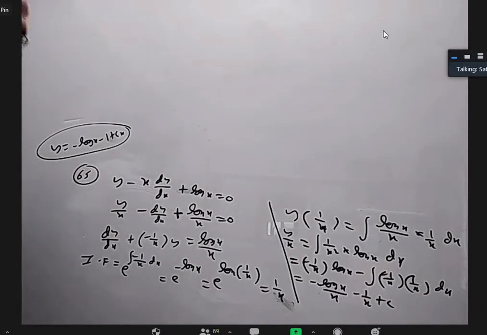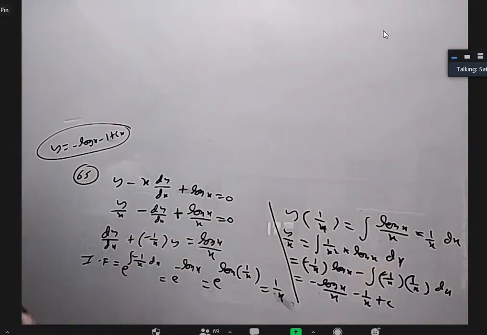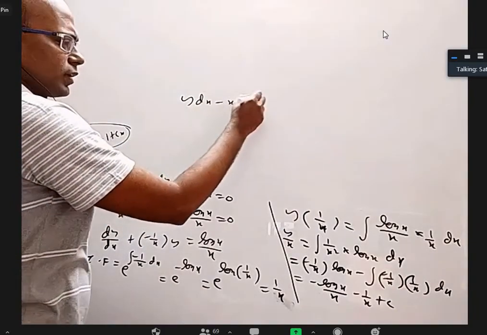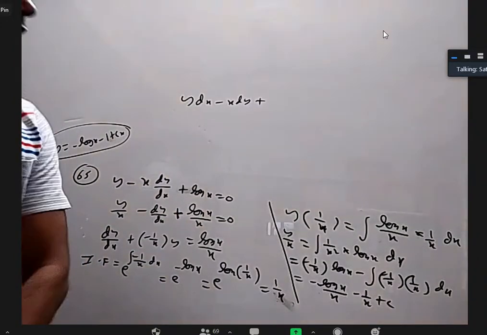Actually, 65, we've done this one, but some of this left side part can be saved. How? The question was already in the form of y dx minus x dy plus log x dx.